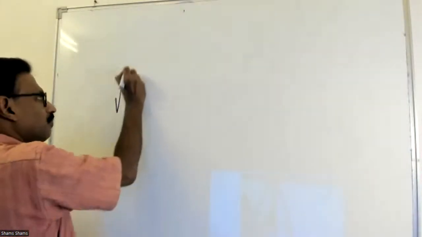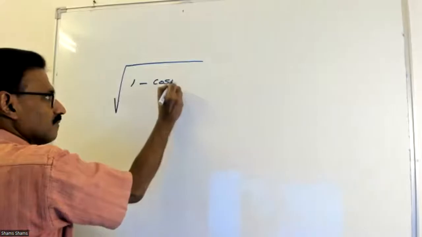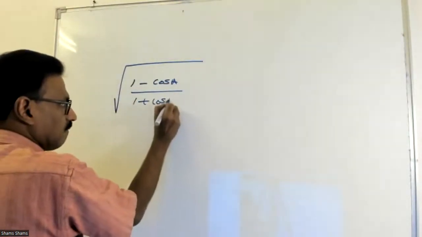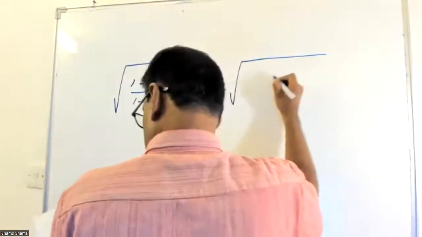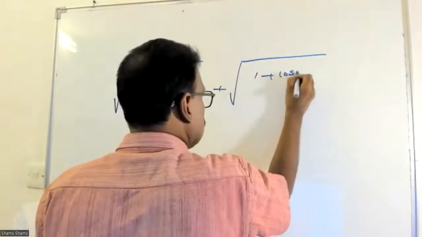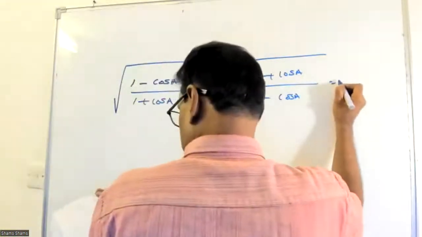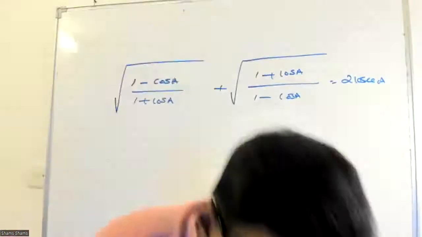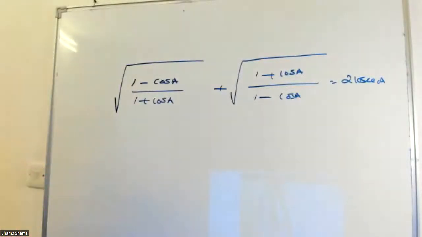Prove that root of 1 minus cos A divided by 1 plus cos A plus root of 1 plus cos A divided by 1 minus cos A equal to 2 cosec A. Okay, 2 cosec A. Okay, look at here.